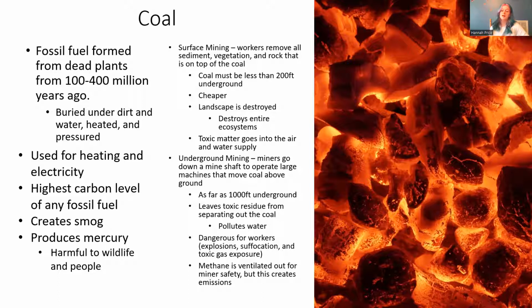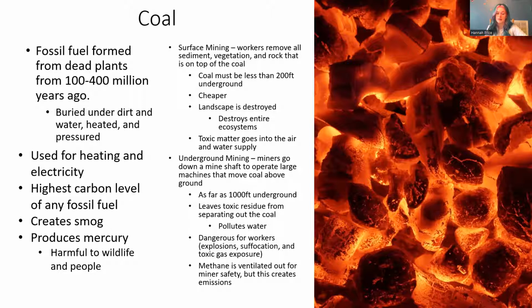With surface mining, all sediment, vegetation, and rock that's on top of the coal is removed. And this coal can be up to 200 feet down. So that's 200 feet down that all these things are removed, not even talking about outwards. So that's a lot of land that's being stripped and destroyed. It is a cheaper option than underground mining, but again, this can destroy entire ecosystems, and toxic matter goes into the air and the water supply.